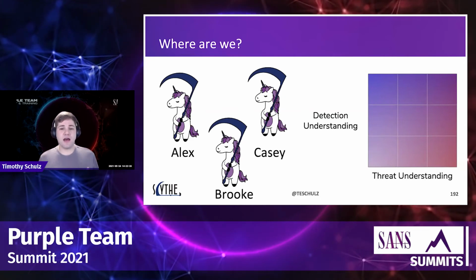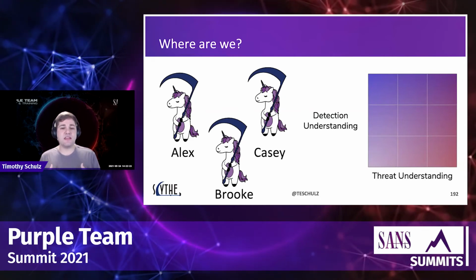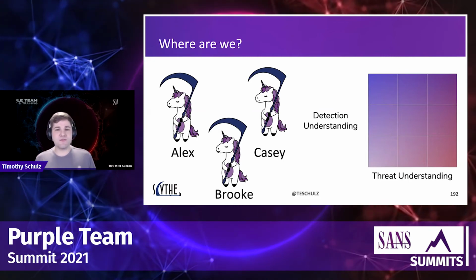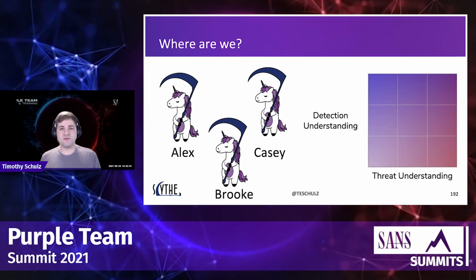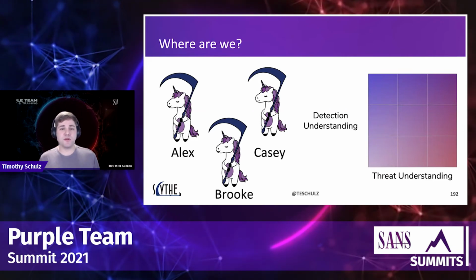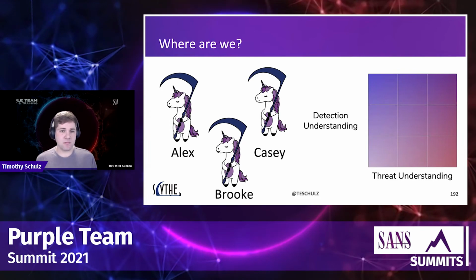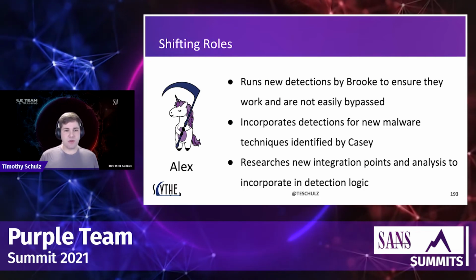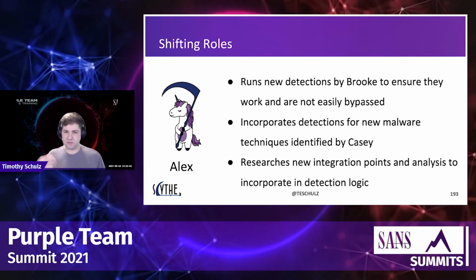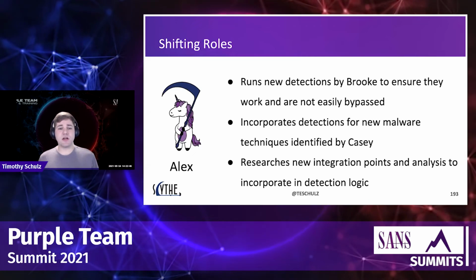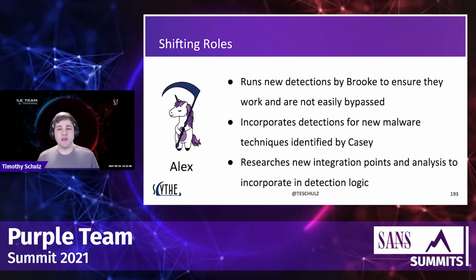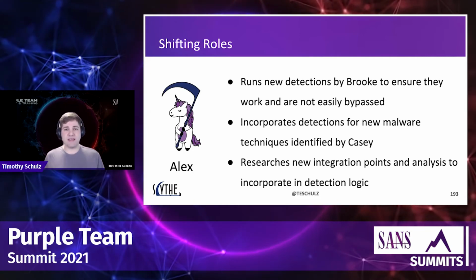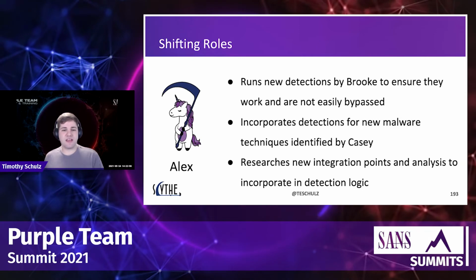Part of that lack of understanding is that they need more detection understanding. They need more context around it. To address this, they've reassessed their roles to figure out how to better move towards a balanced and strong purple team. That's where Alex, again, blue team background, is running new detections by Brooke, who's our red teamer, to ensure that they work and they're not easily bypassed. And he incorporates new detections from new threat reports that Casey, our cyber threat intelligence background, is sending over.